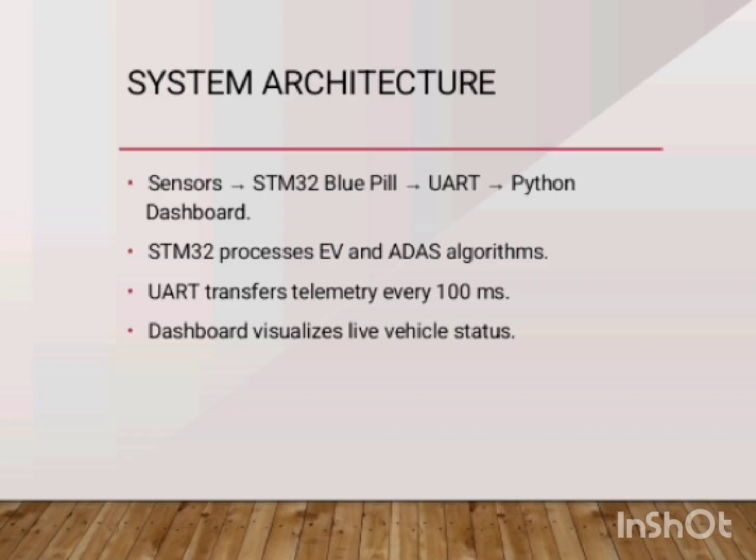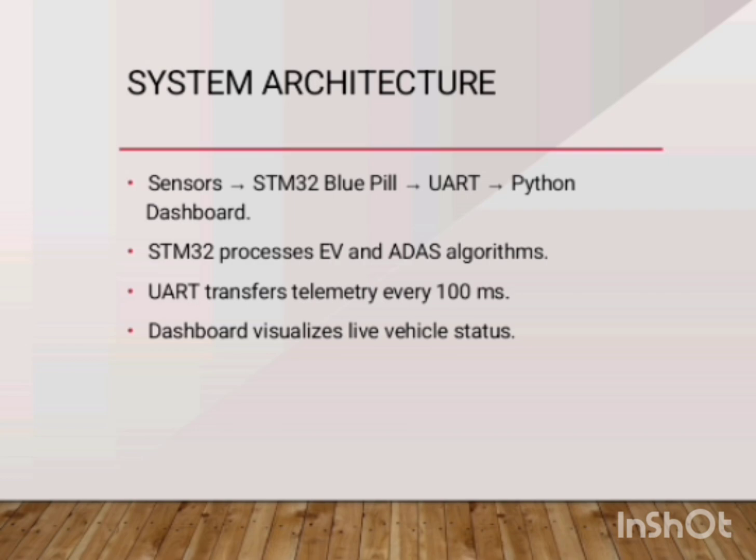The main objectives of our project are to monitor EV parameters in real time, to improve driver safety using ADAS, to provide quick fault detection, and to develop a low cost embedded solution using STM32. Overall, our project improves both vehicle performance and driving safety. Let's move to the system architecture, where I will explain the complete system architecture.